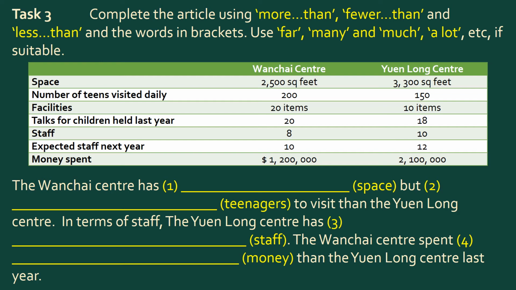The Wan Chai Center has number 1, space, but number 2, teenagers, to visit than the Yuen Long Center. In terms of staff, the Yuen Long Center has number 3, staff. The Wan Chai Center spent number 4, money, than the Yuen Long Center last year.